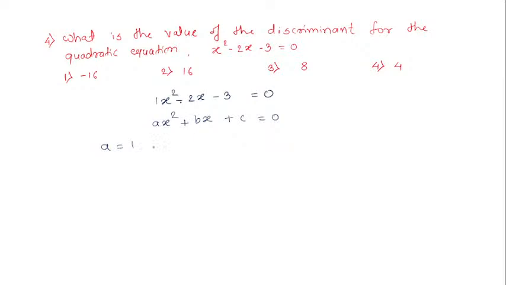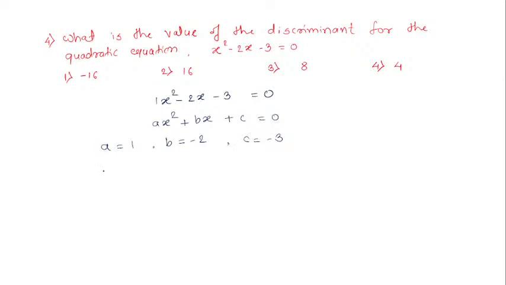Instead of b we have 2, but along with the negative sign. So we should take the value of b as minus 2 and not 2. If we take the value of b as 2, then we may get the wrong answer. So that should be taken care of. We have to take the values of a, b and c along with their signs, either positive or negative. And the value of c is minus 3.